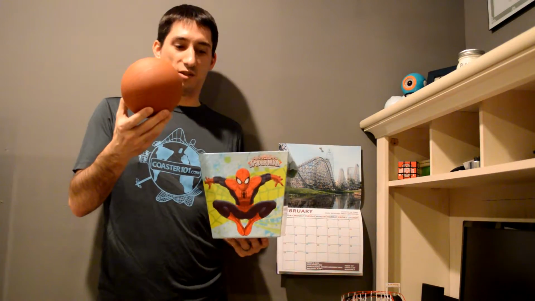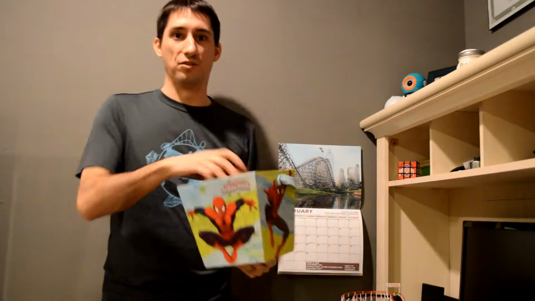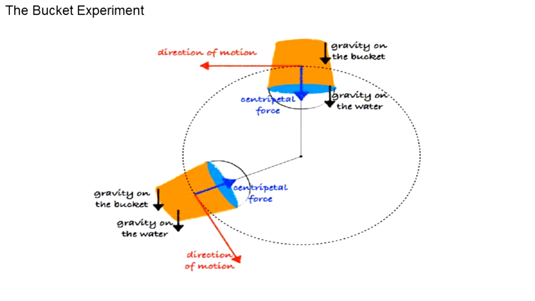So if we take a basketball and put it inside the bucket, and we turn the bucket upside down, the ball falls out because of gravity, right? So, if we put the ball in the bucket though, and we spin the bucket, the ball stays in and doesn't fall out because of centripetal acceleration and the forces acting on the ball. So what's going on here? Is it magic that's keeping the ball in the bucket?